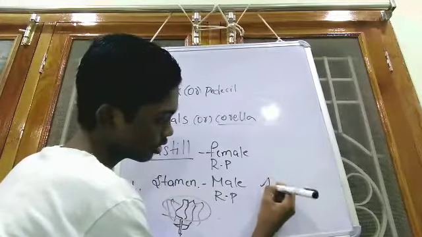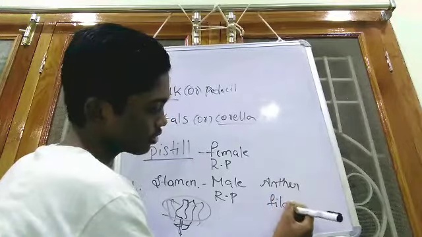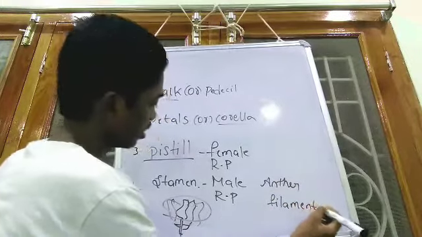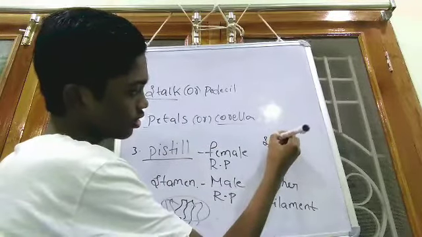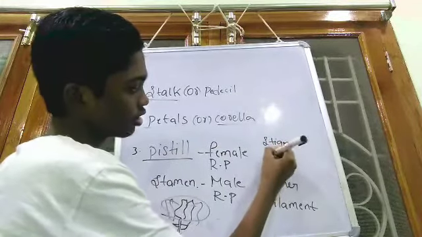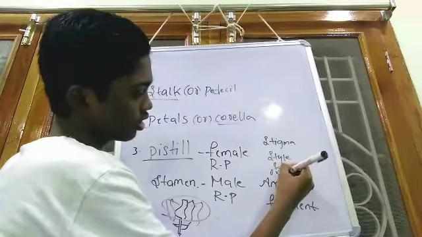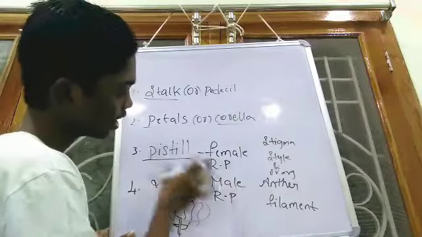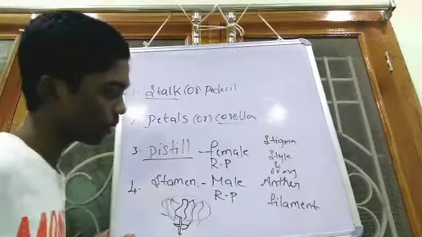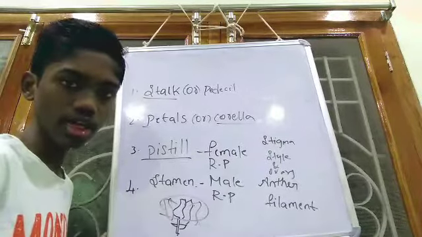They are anther and filament. And pistil consists of three parts. They are stigma, style, and ovary. So here stamen consists of two parts and pistil consists of three parts. So this is all about the introduction to the flower.